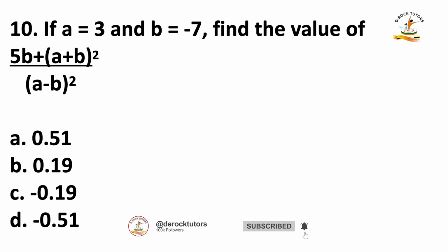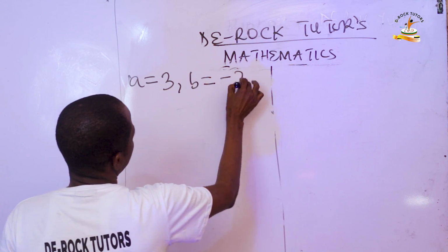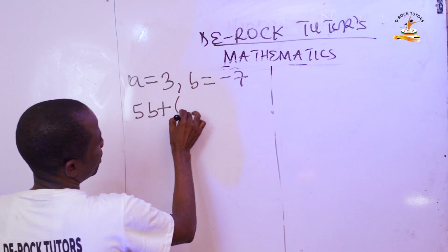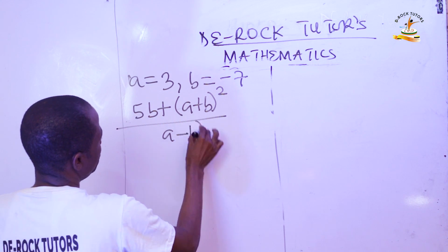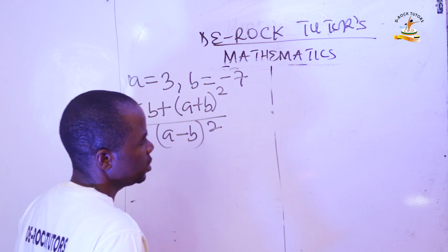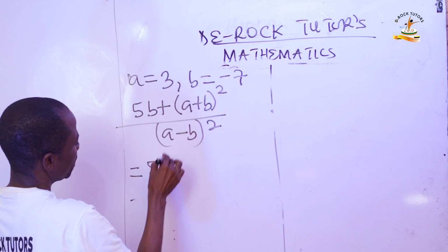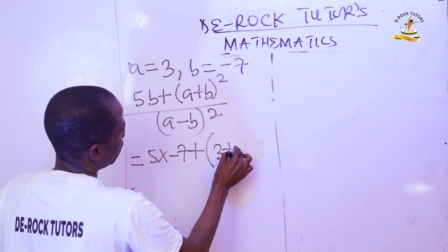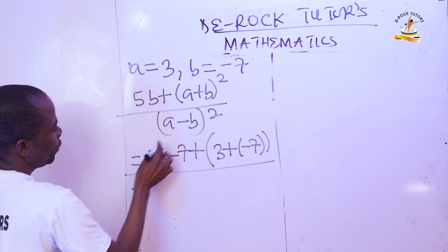Number 10 says if A is equal to 3 and B is equal to minus 7. We're asked to evaluate 5B plus (A plus B) all squared, all over (A minus B) all squared. All we have to do is substitute. This becomes 5 times B, our B is minus 7, plus A, that's 3, plus B, and B is minus 7, that's minus 7, all over A minus B.